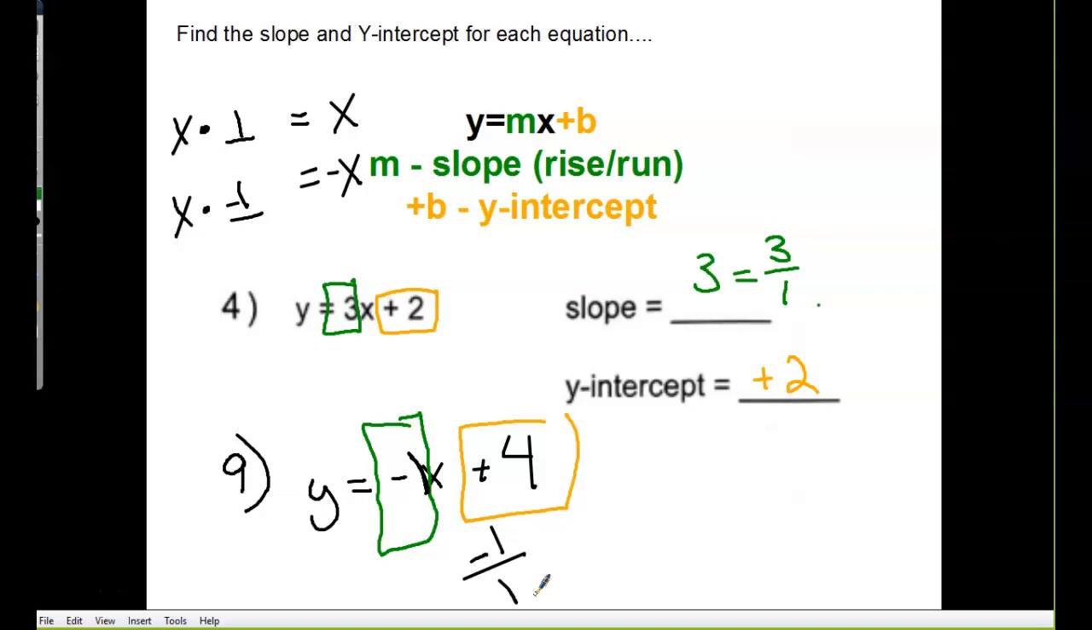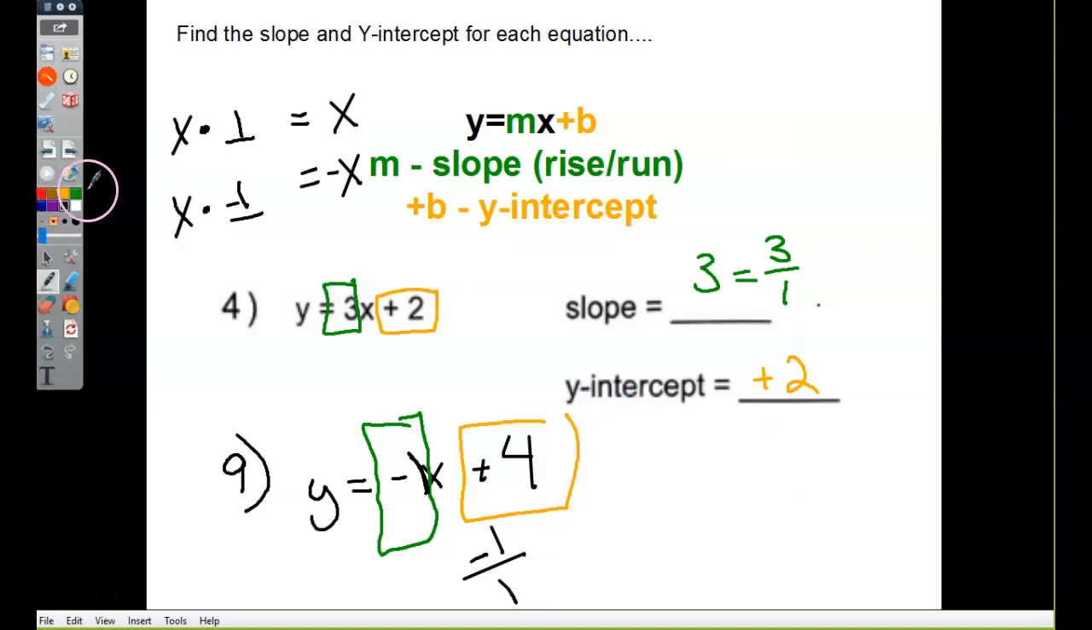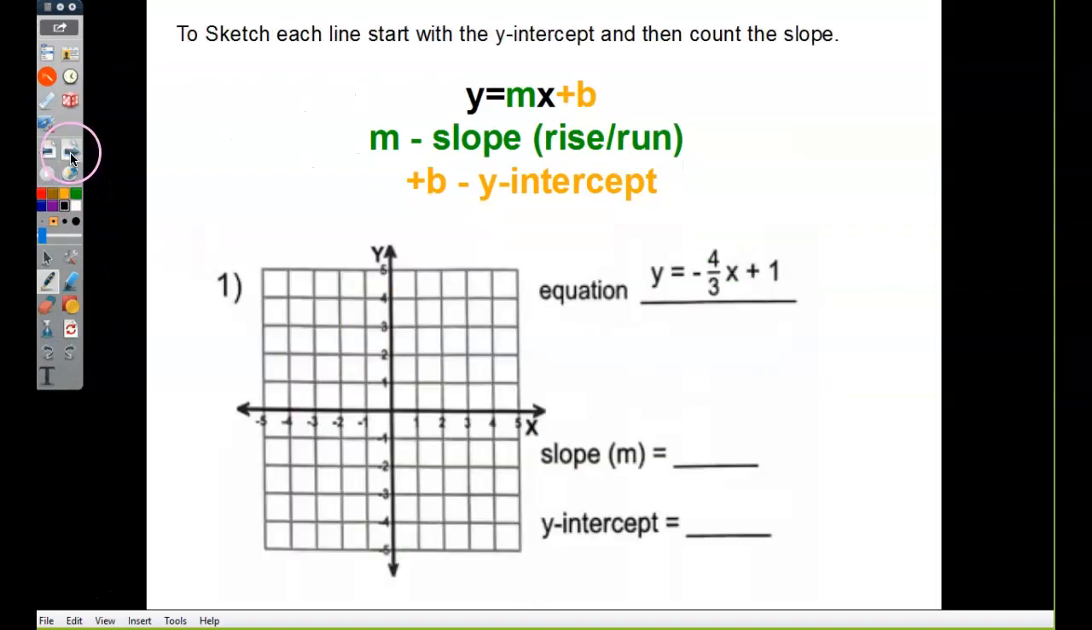Remember, any whole number can be a fraction by dividing by 1. And if you have just the negative sign hanging out, it's multiplying by a negative 1. And if you have no sign out there, you had just an x, that is also being multiplied by a 1. Now let's look at a couple where we take this all the way through and actually plot the graph.